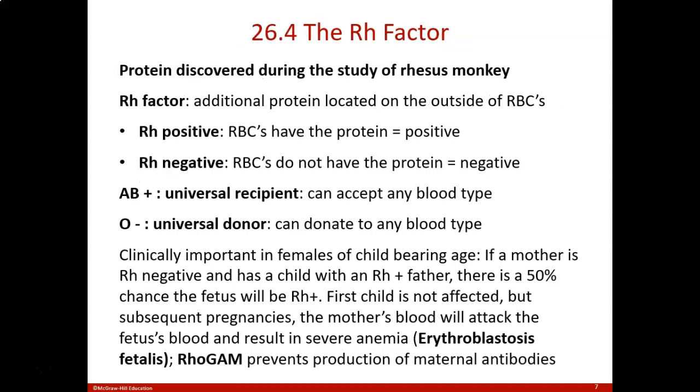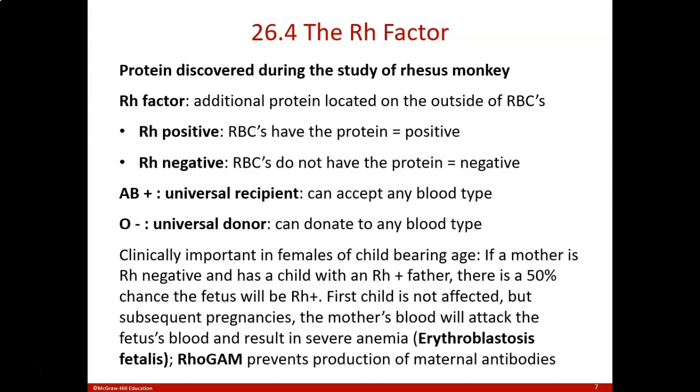Now there's one more little caveat to this. We have the ABO system, but then we also have positive or negative. And so there was a protein that was discovered during the study of rhesus monkeys that found that there was another marker on the outside of some cells called the Rh factor. And that is an additional antigen or protein that's located on the outside of red blood cells. If an individual has the Rh factor, then they will have a positive attached to the letter. If they do not have the Rh factor, then they will be considered negative. About 85% of the population is actually positive and about 15% is negative, okay?